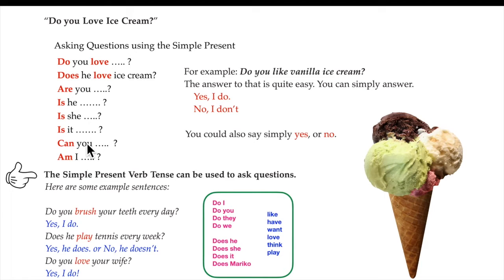Can you play the guitar? Yes, I can. No, I cannot. Or no, I can't. Am I handsome? Yes, I am. So the simple present verb tense can be used to ask all kinds of questions.